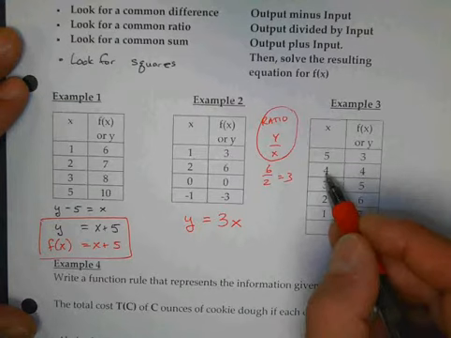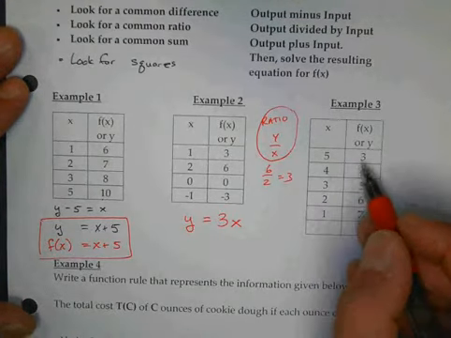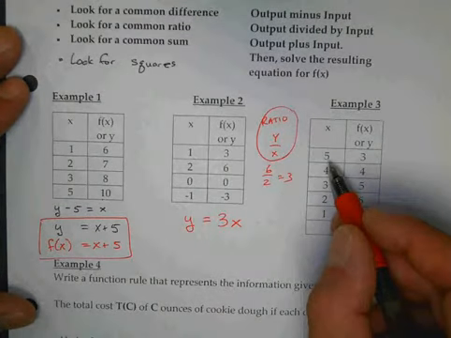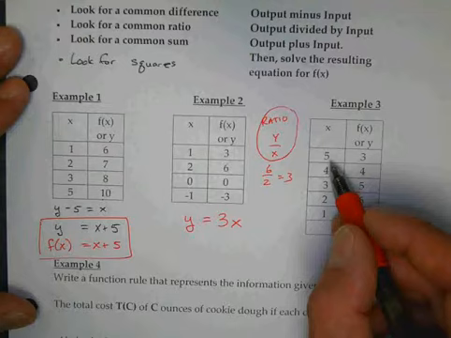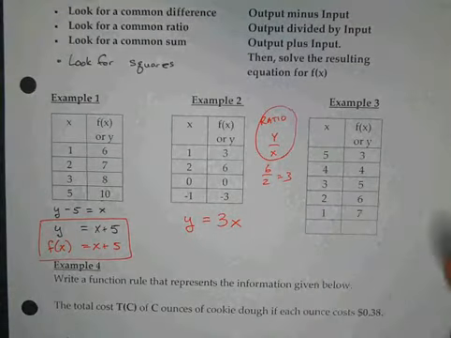-2, 4 minus 4. So there's no common difference. Let's look at the common ratio. What's 3 divided by 5? 0.6. What's 4 divided by 4? 1. So it's not a common ratio.